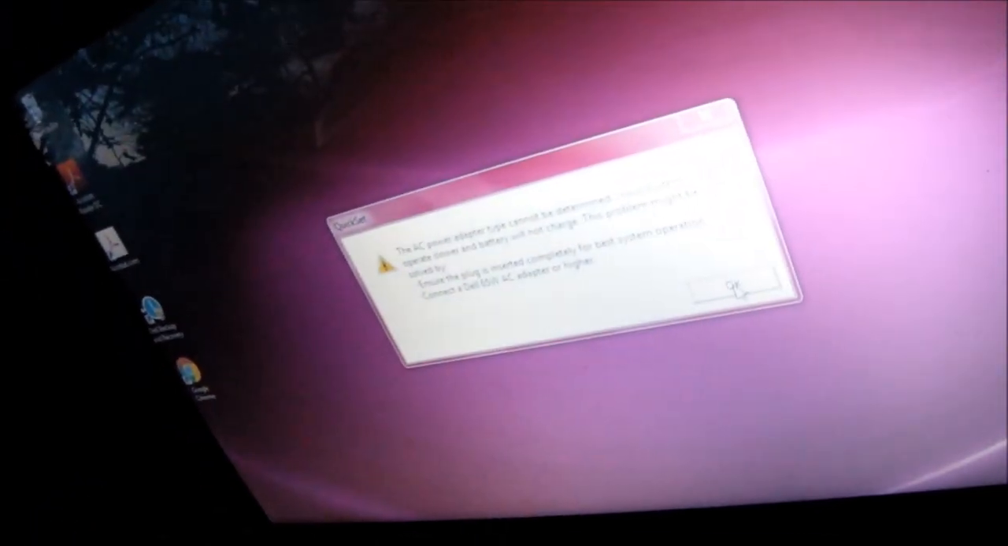Power adapter cannot be determined. Your system will operate slower and battery will not charge. This problem might be solved by ensure the plug is inserted, connect a Dell 65 watt AC power or higher. So it requires a 65 watt power supply, and so I'm not sure what that HP is, but apparently it's not enough.